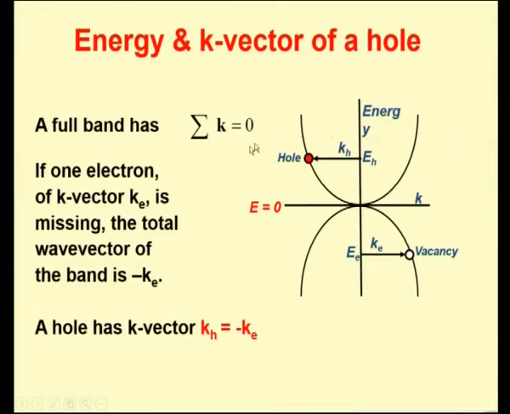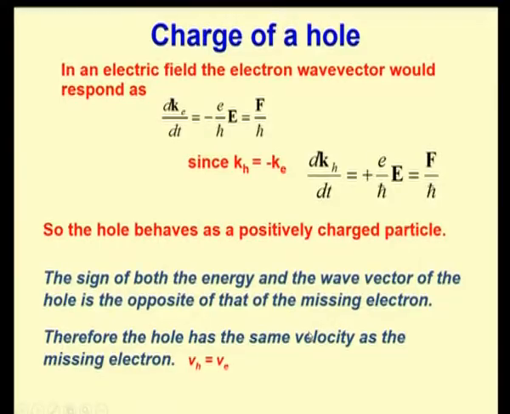So, holes play a major role there, and that is how the concept of the hole came. Your hole has a k vector the same as that of the electron, but in the opposite way. So, when an electron is driven along the positive direction for a given field, the hole will be driven in the opposite direction, and so on.